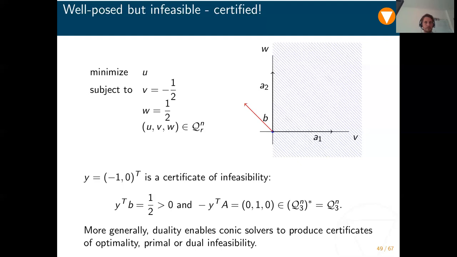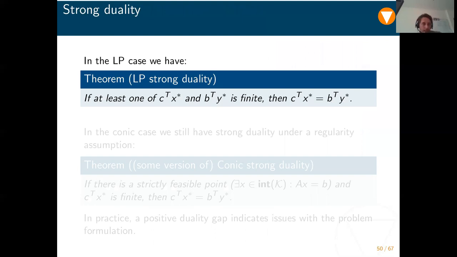Okay, that was Farkas Lemma. Now just one slide on strong duality. So in the LP case, we have this very easy way of saying when the relation we have in weak duality, so the dual optimal objective is lower or equal than the primal optimal objective, is actually almost always not a bound, but it's the same value. And it's enough that one of these two problems basically is bounded, so it has a finite optimal objective.